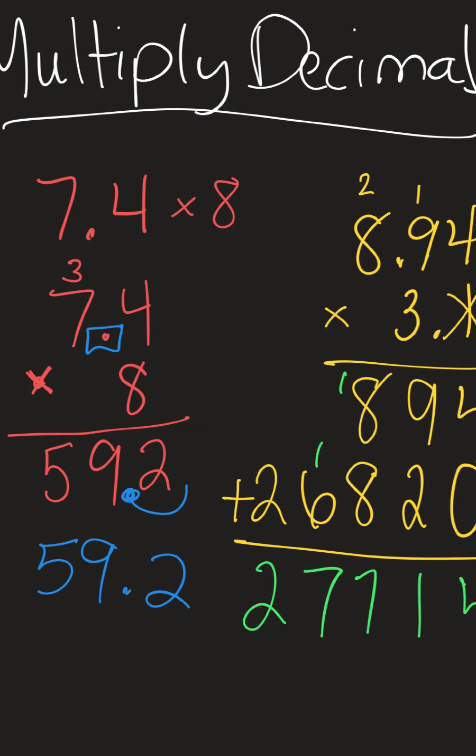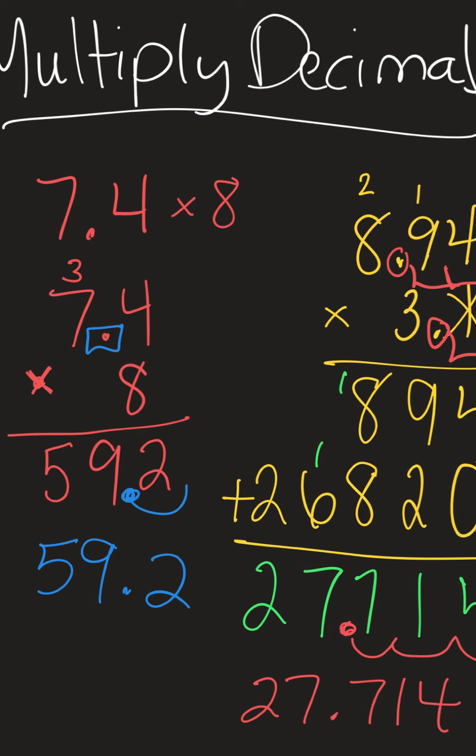Now my final step here is to count how many decimal places I have. And I have 3 decimal places. There's a 9 and a 4 after the 8 and a 1 after the 3. So because there are 3 decimal places, I'm going to move my decimal 3 times from the right, always starting from the right and moving left. And my final answer is 27 714 thousandths.